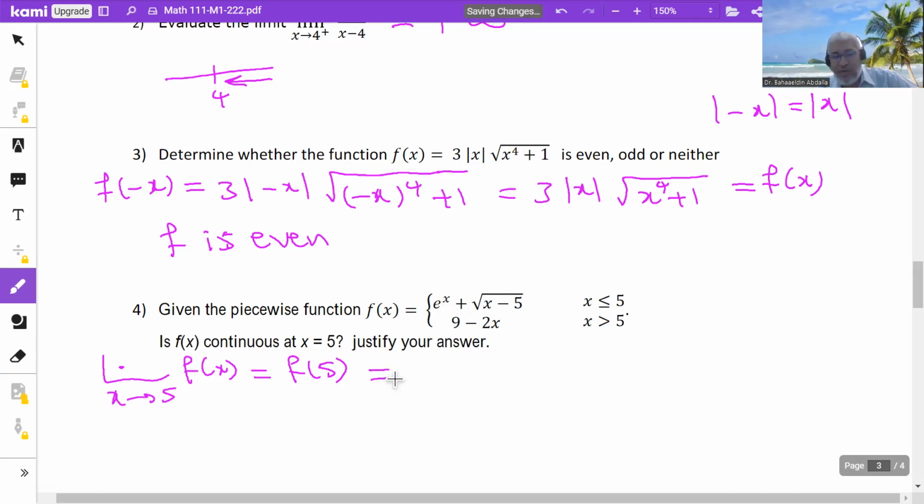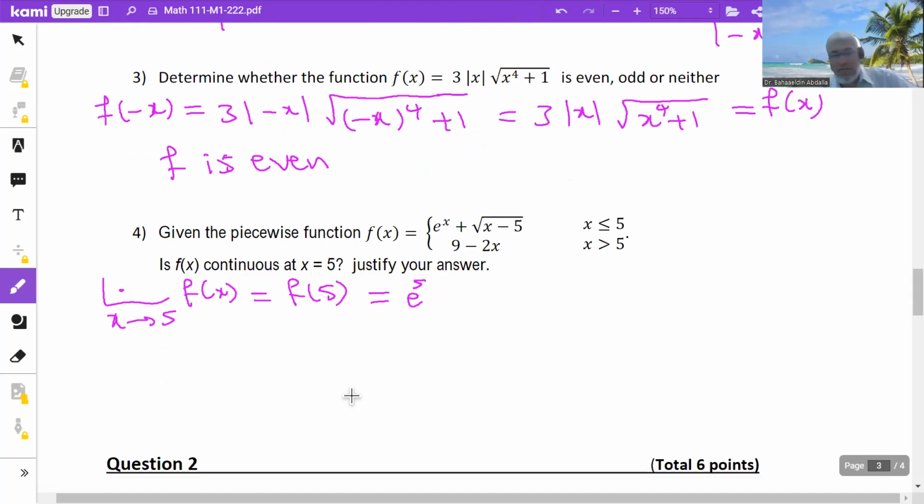It would be e to the power 5 plus square root of 5 minus 5, that's 0. So f of 5 is e to the power 5. Okay, so f is defined at 5. Second thing, the limit has to exist, and it should be equal to e to the power 5.